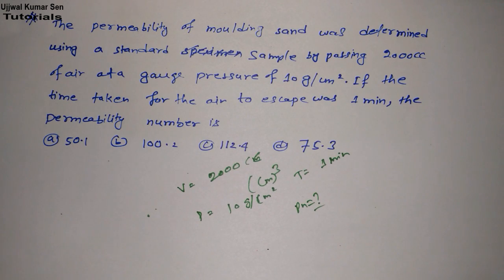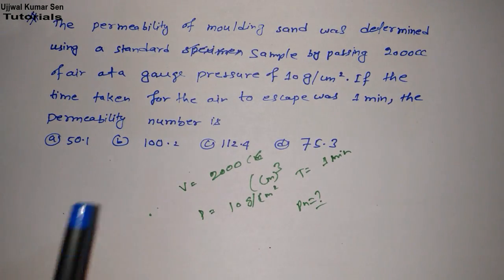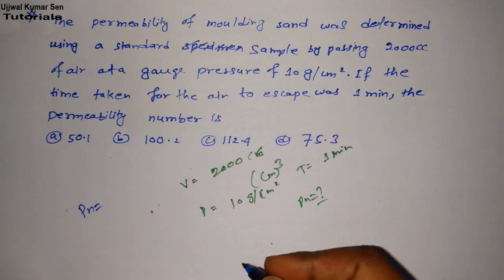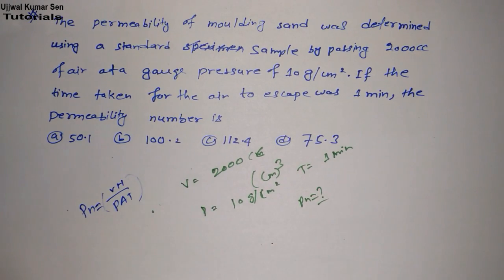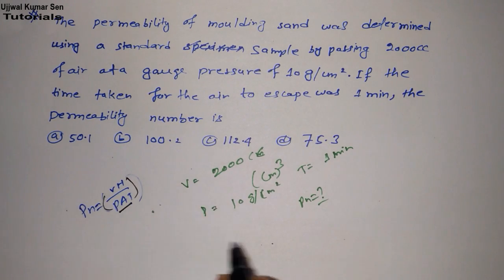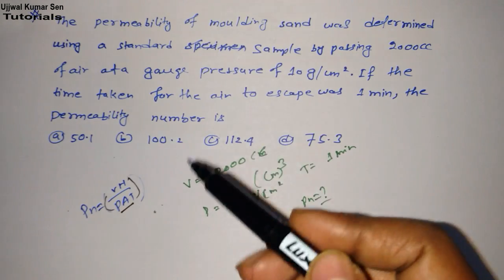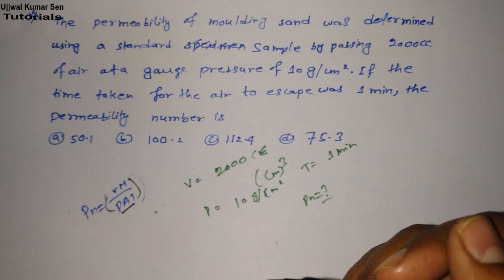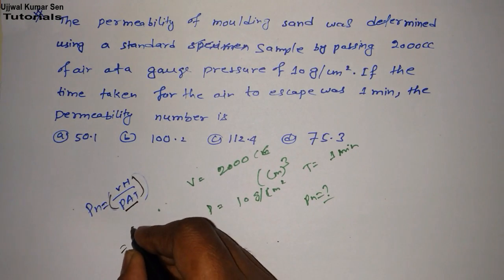So first of all, go to the end of the question and see what you need to find out. Here we need to find the permeability number, Pn, equal to VH by PAT. In order to get Pn, we need the values of all these things, and we can get these values from this question only. Are you getting my point? I'm going a little bit in reverse, and that will help you find exactly what you require to know. So what we needed here is volume V, which is actually given.